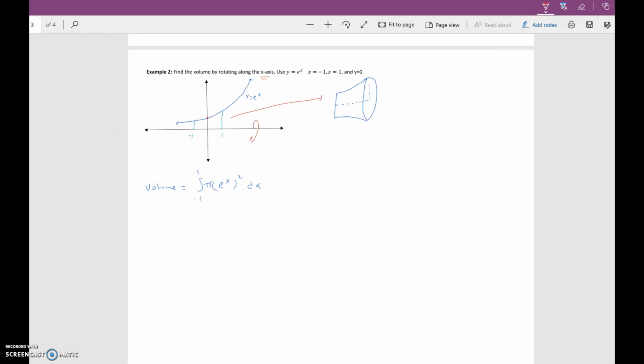And let me rewrite it. In this case, we're still looking at the integral from -1 to 1. I'm just going to put the pi on the outside, and this is going to be e to the 2x dx, which is equal to pi times e to the 2x divided by 2 evaluated from -1 to 1. And don't forget that we still have the multiplication by pi on the outside.